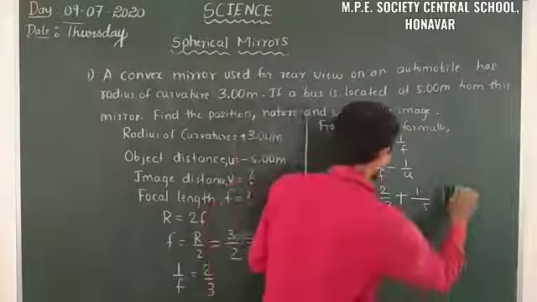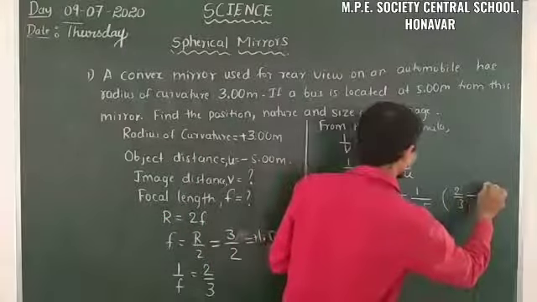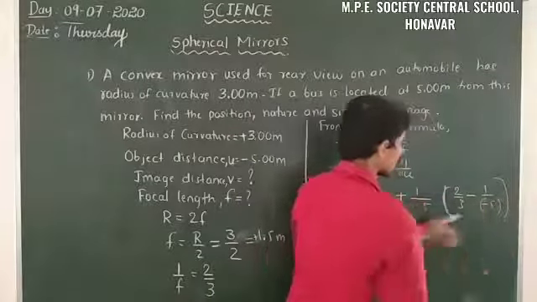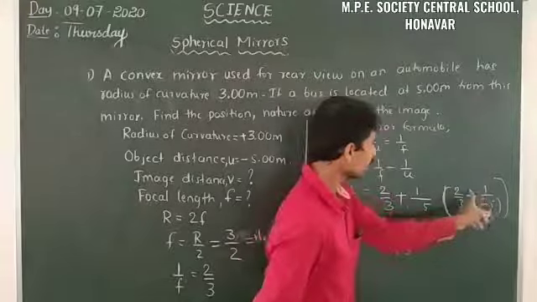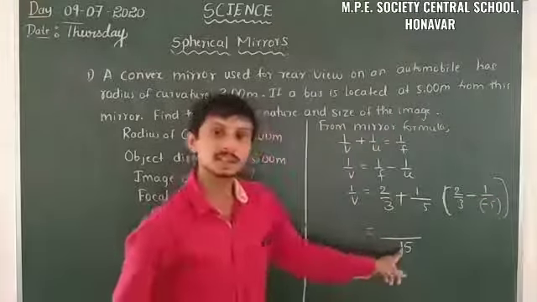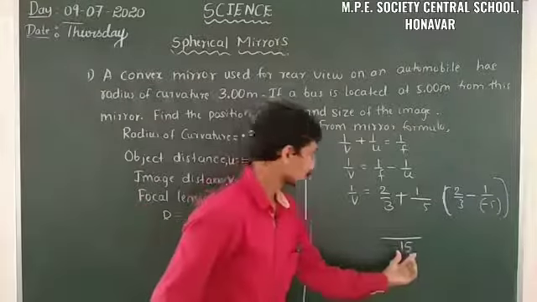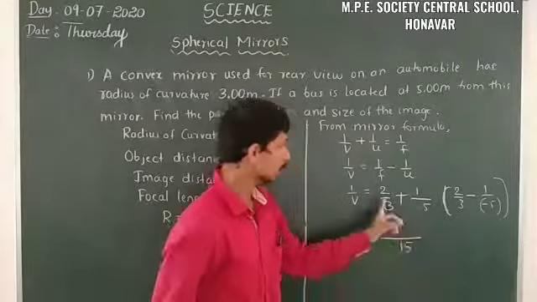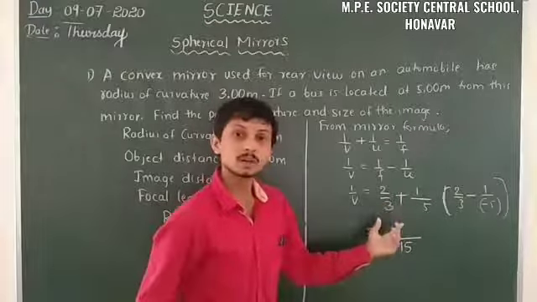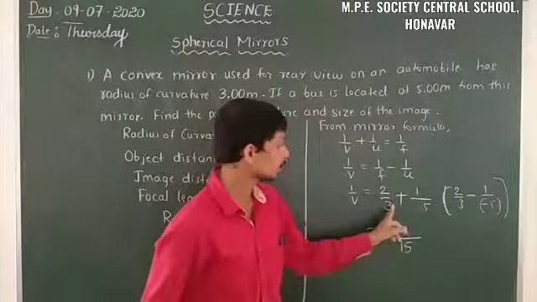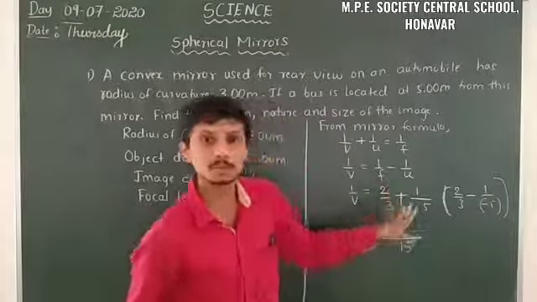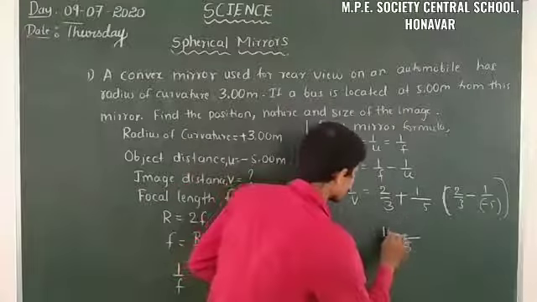So just refer here 2 by 3 minus of 1 by minus 5. From that I will take this minus sign, and so I will take the plus sign here. So 15 is our required denominator. Then we have to equate the numerator. So if you want to get the 15, we have to multiply with 5 here. So the numerator also multiplies with 5. That means it will become 10.